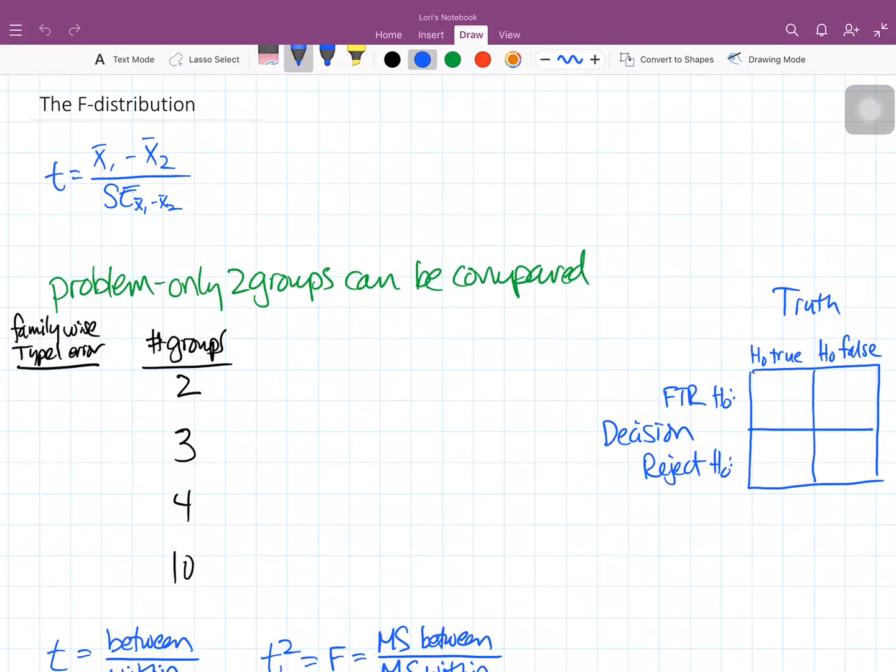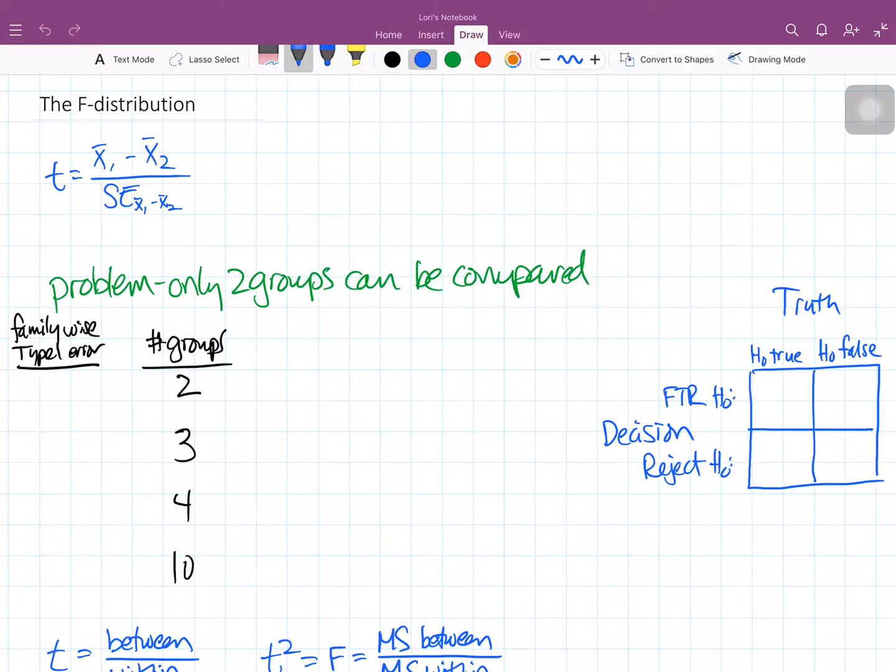Hello and welcome to this discussion about the F distribution. Before we move on to our final test of group means, which is the one-way ANOVA, I'm going to take a few minutes and explain something about the probability distribution that test is based on, so hence this video.